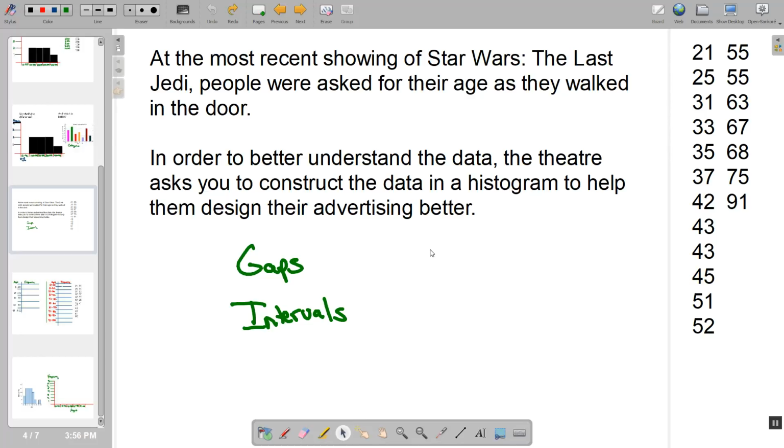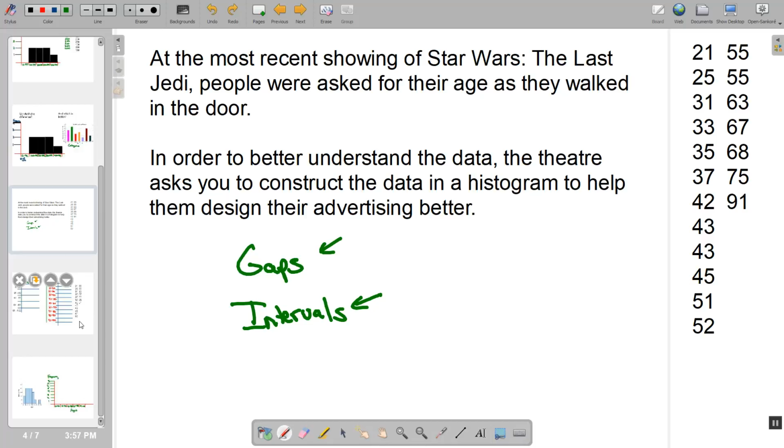At the most recent showing of Star Wars: The Last Jedi, people were asked for their age as they walked in the door. In order to better understand the data, the theater asks you to construct a histogram to help them design their advertising better. The question they have is, what ages should we be targeting with our advertising for this specific movie? A histogram is going to be really helpful for us because histograms will take our data and split it into gaps or intervals and then see the frequency that happens within each interval.